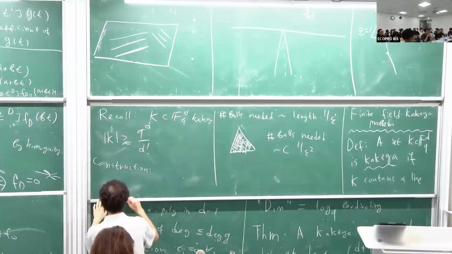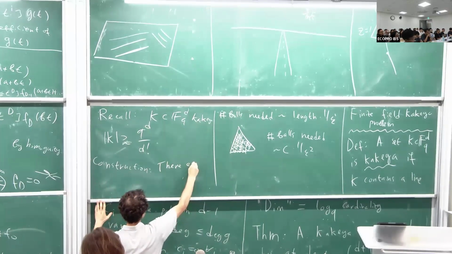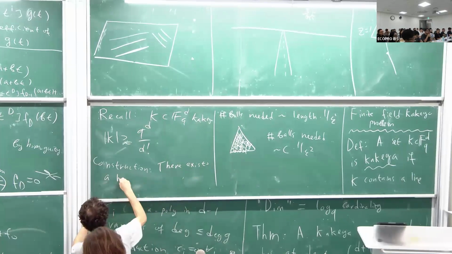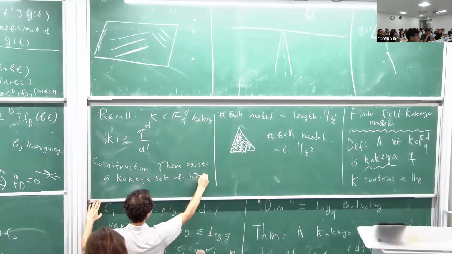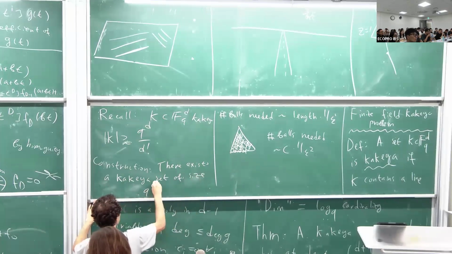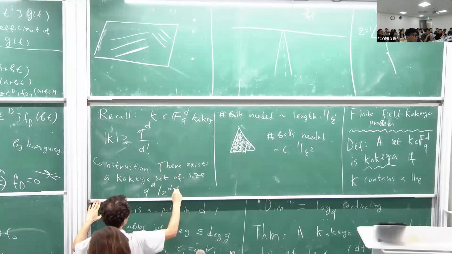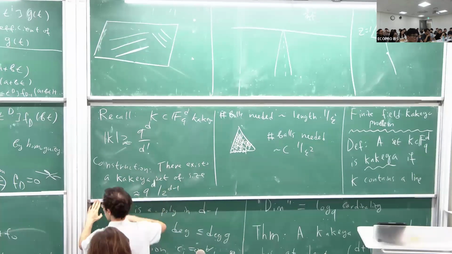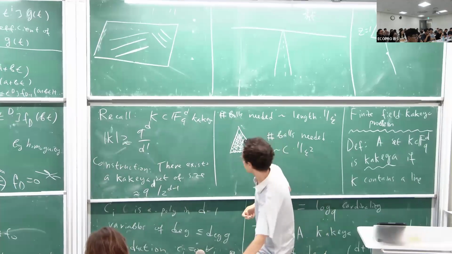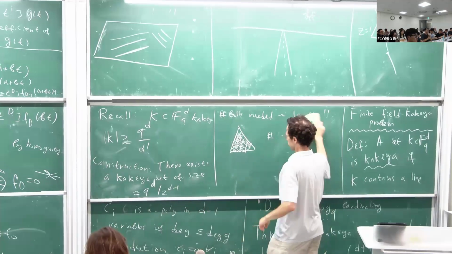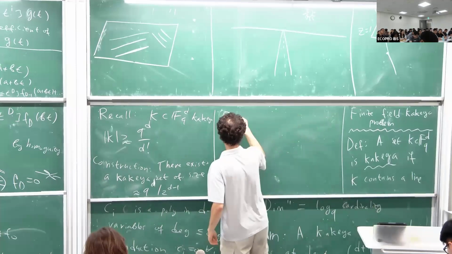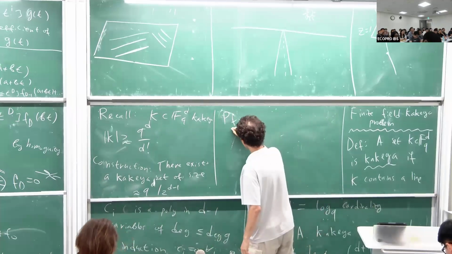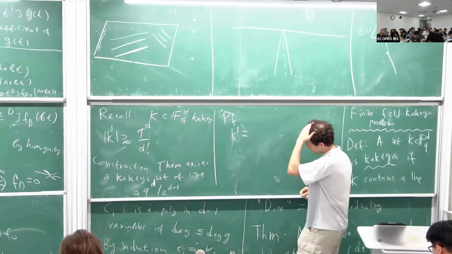So there exists a Kakeya set of size q to the d divided by 2 to the d minus 1, again plus lower order terms. Here is the set, and we're just going to write it down. First I'll construct a set which I'll call K prime.